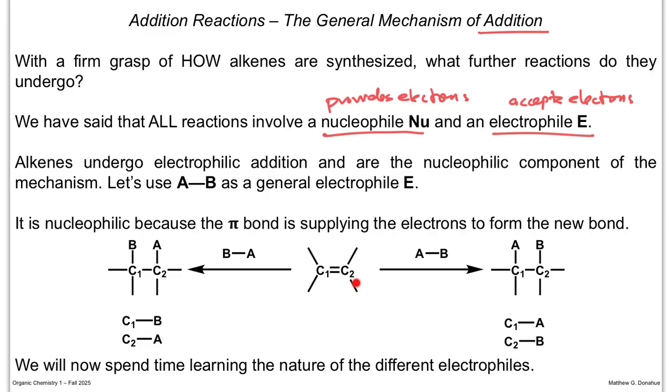So what makes these reactions a little bit complicated? If A and B are not the same element, they can get bonded to those carbon atoms differently. So going to the right, this is showing carbon 1 gets element A and carbon 2 gets element B. Alternatively, carbon 1 can get B and carbon 2 get A. And the term for that is called regiochemistry. Basically, who gets what.